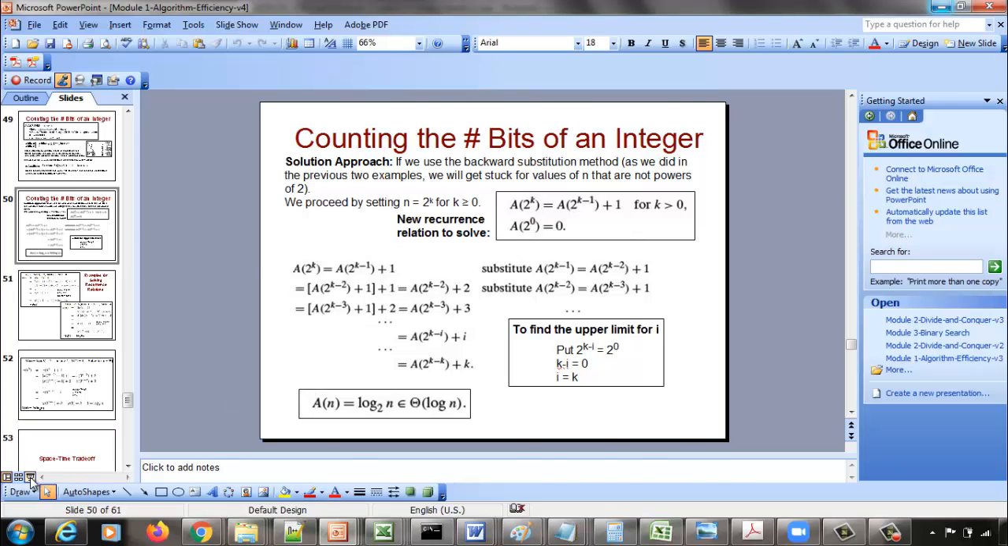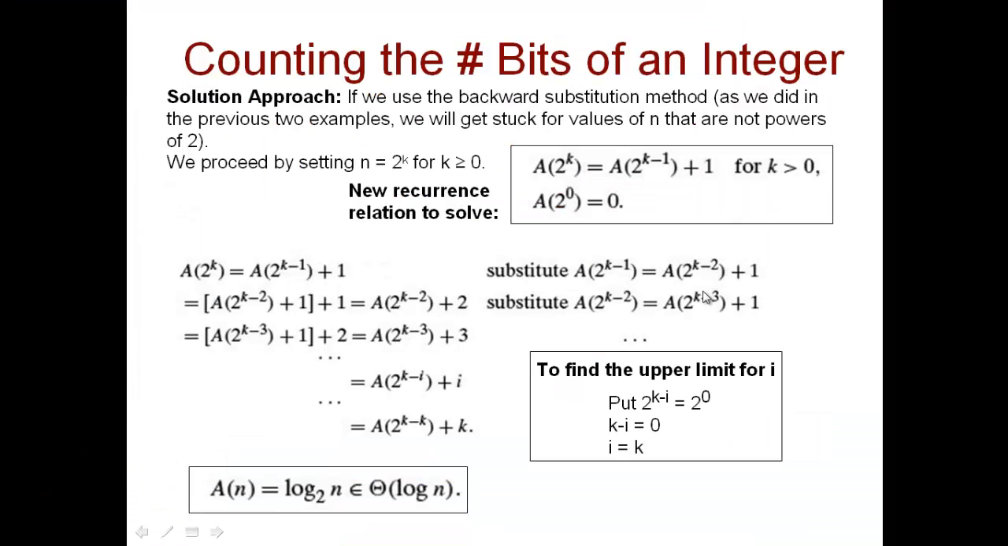So replace a of 2 raised to k minus 2 as a of 2 raised to k minus 3 plus 1, plus this 2. So that is a of 2 raised to k minus 3 plus 3. So you see a trend now. If it is a of 2 raised to k minus 1 plus 1 for a of 2 raised to k, you can also write it as a of 2 raised to k minus 2 plus 2, or k minus 3 plus 3. So in general, a of 2 raised to k can be written as a of 2 raised to k minus i plus i.